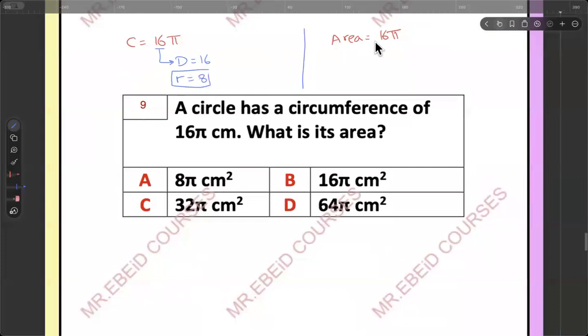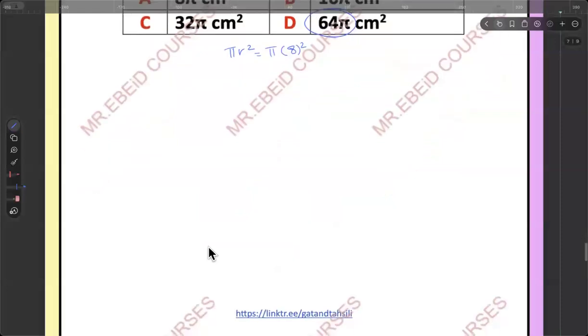But if you have the area equals 16 pi, to find the radius directly, you just take the square root of 16, which is 4. This is in case you have an area in terms of pi. Just take the square root of the number in front of pi. The square root of 16 equals 4. Now in this question, we have the circumference equals 16 pi. So the diameter is 16. It means that the radius equals 8. Now we can find the area. As we said before, the area formula is pi r squared. So it will be pi times 8 squared, which is 64 pi. The answer is D. Let's move to the last question, question 10.